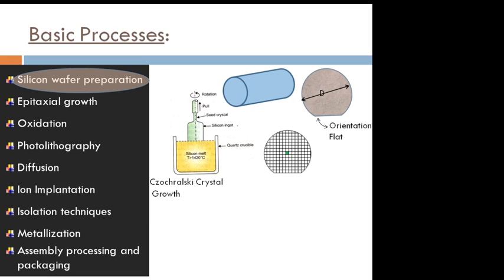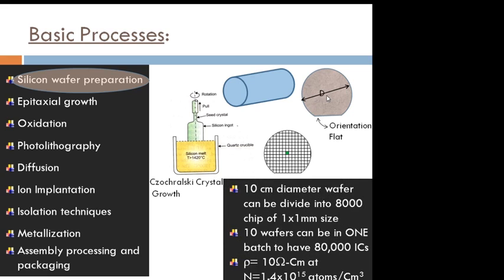On an average, it is observed that around 8,000 chips are fabricated if the diameter of the silicon cylinder is 10 centimeters. On an average, this diameter is about 10 to 15 centimeters. So if I pick the 10 centimeter diameter, one wafer is capable of developing 8,000 chips.